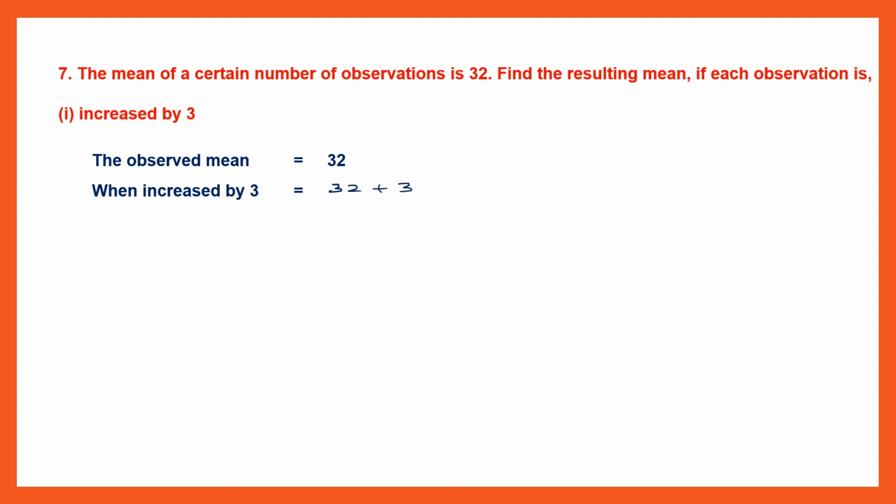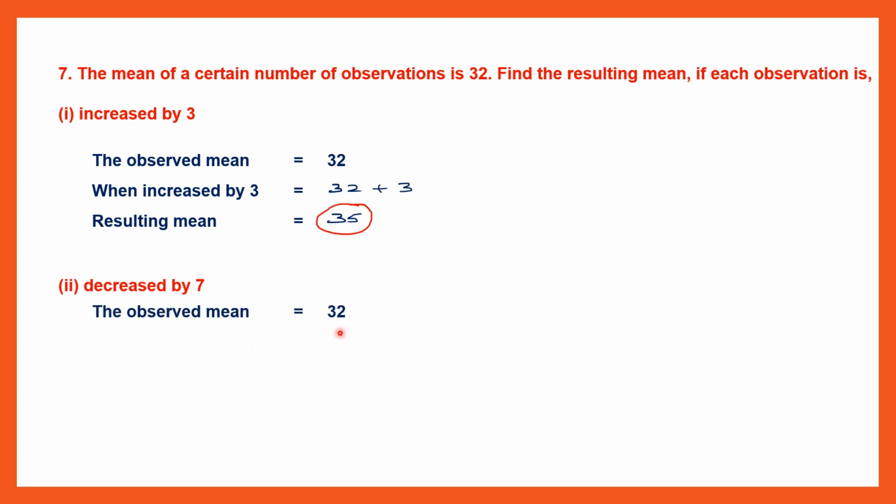You're increasing it by 3. Then the resulting mean will be 32 plus 3 is 35. Okay, so this is our answer. This is very simple. So first, the observed mean is already given to us. Now when you're increasing it by 3, you add 3 and this is the resulting mean. Now what happens when it is decreased by 7? So let's write the observed mean given to us is 32.